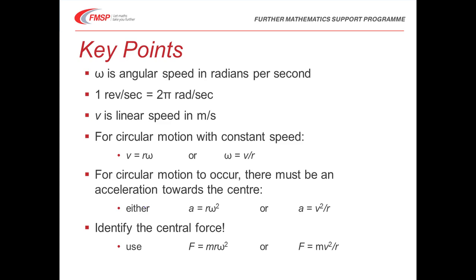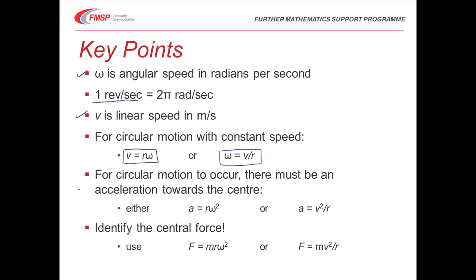So let's look at some key points. First of all, reminders then. Omega is angular speed. It's given in radians per second. So if you are given revolutions per second, given one complete turn is 2 pi radians, revolutions per second can be turned into 2 pi radians per second. And then v is the linear speed in meters per second. So, converting from one to the other, the linear speed is r omega, or the angular speed is v divided by r.